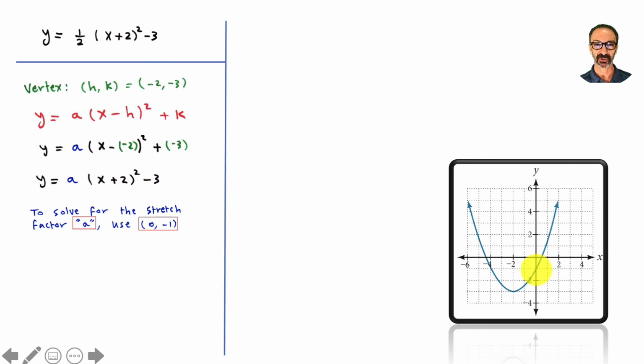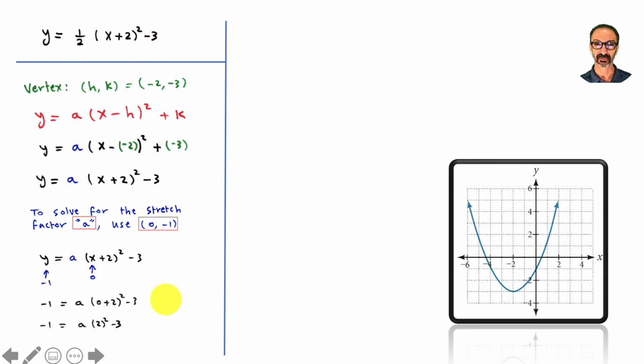You don't want to pick points that you cannot tell exactly on the graph. Like for example, this one doesn't look like (1, 1) or goes close by, but it's not. So I think (0, negative 1) is a good point. Plug in 0 for x, negative 1 for y.